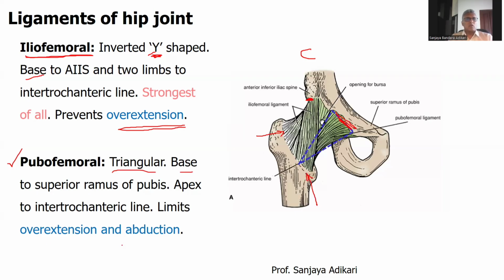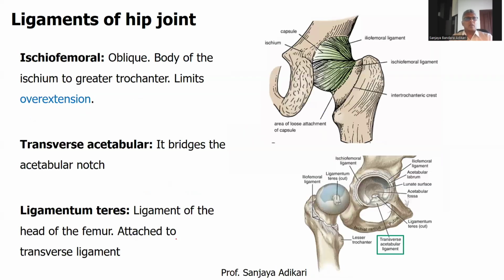Because of its position, it does two things. It prevents not only overextension, it prevents over abduction also. It limits abduction as well as overextension. Then the third ligament, the ischiofemoral one, lies on the posterior side, unlike the other two ligaments, and it is an oblique ligament. It starts from the body of the ischium and is attached to the greater trochanter. Again, it prevents overextension. That's why I said all three ligaments prevent overextension.